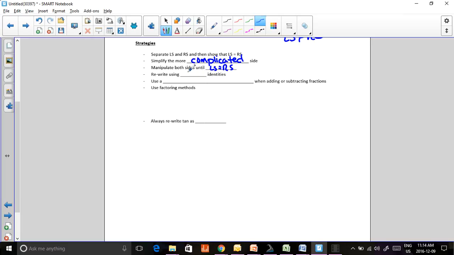Okay? So you want to rewrite different things using known identities. And if you're adding or subtracting fractions, you're going to need to use a common denominator. That comes up quite a lot. Okay, don't forget your factoring methods. So common factoring, you might have to common factor, as I did in that last example. You also need to know your difference of squares.